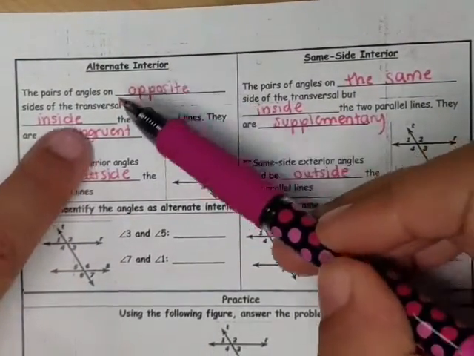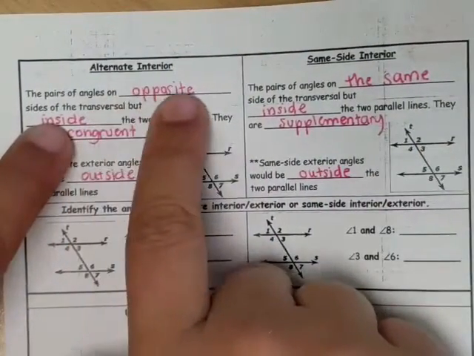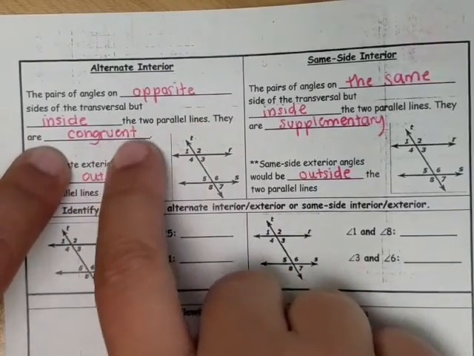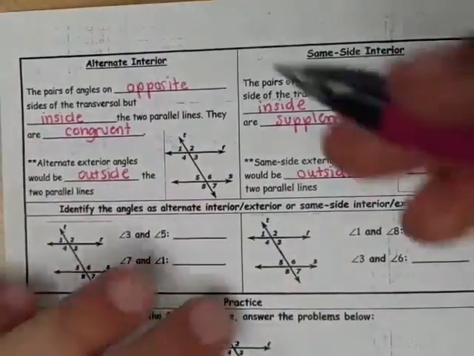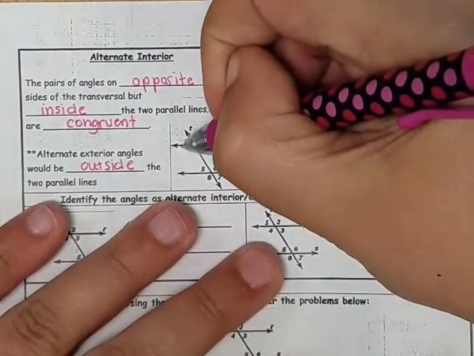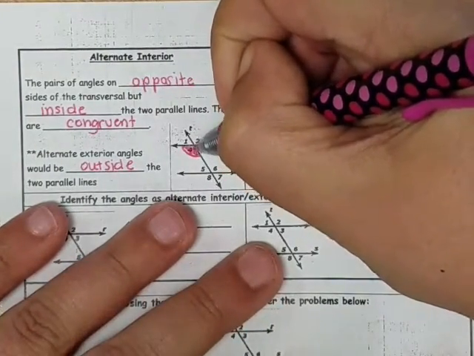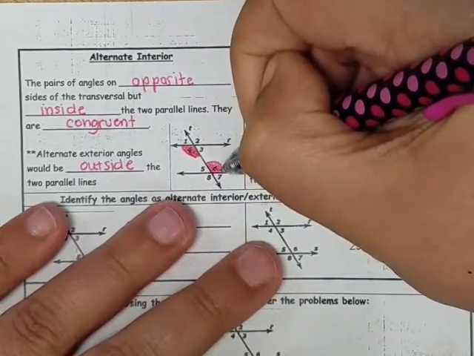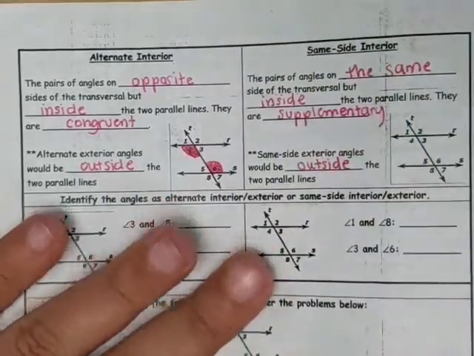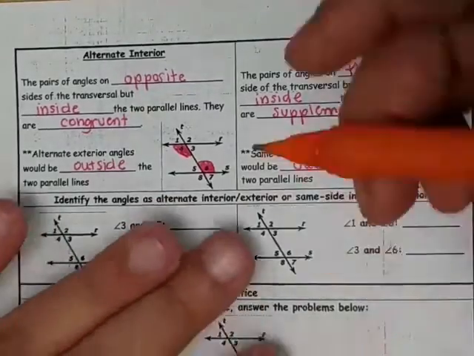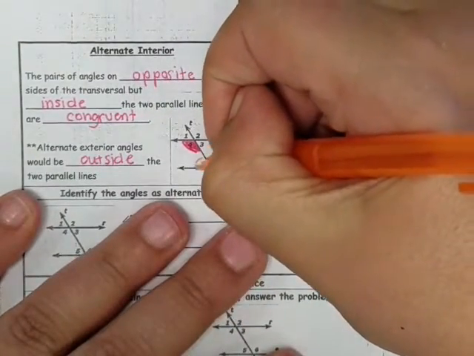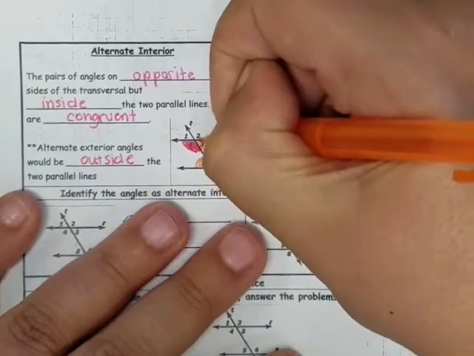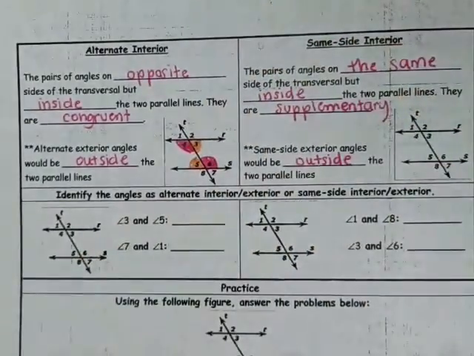Alternate interior angles. So it's a pair of angles on opposite sides of a transversal, but inside the 2 parallel lines, and they are congruent. So I'm going to show you with my pink pen. So 4 and 6 are alternate interior. Another pair of alternate interiors are 3 and 5. And again, using different colors is going to be really, really helpful in this unit.